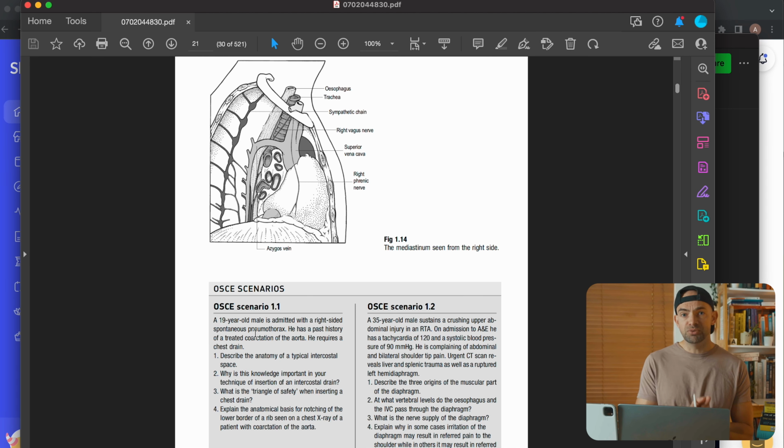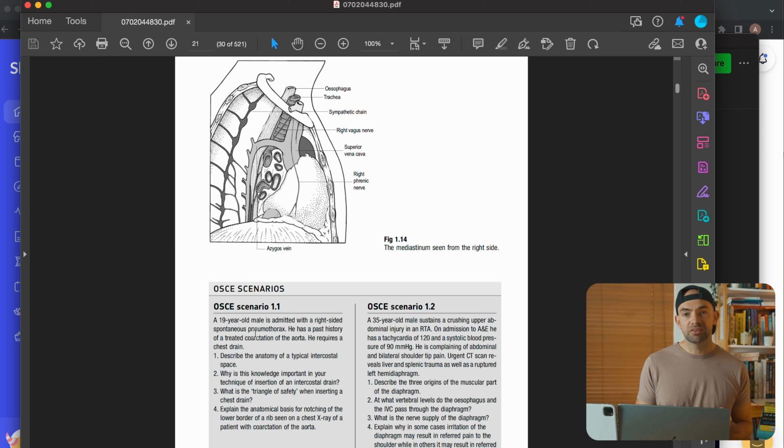As you can see, I'm using appropriate active recall questions, in this case from the textbook itself, where I'm thinking back to how I learned these topics. I'm thinking back to the actual page in the textbook, imagining that diagram of the intercostal space, imagining my page of Evernote with my generative questions, and thinking, how can I explain this in simple terms? Again, these are some really good examples here. Why is this knowledge important in your technique of insertion of an intercostal drain? What is the triangle of safety when inserting a chest drain?